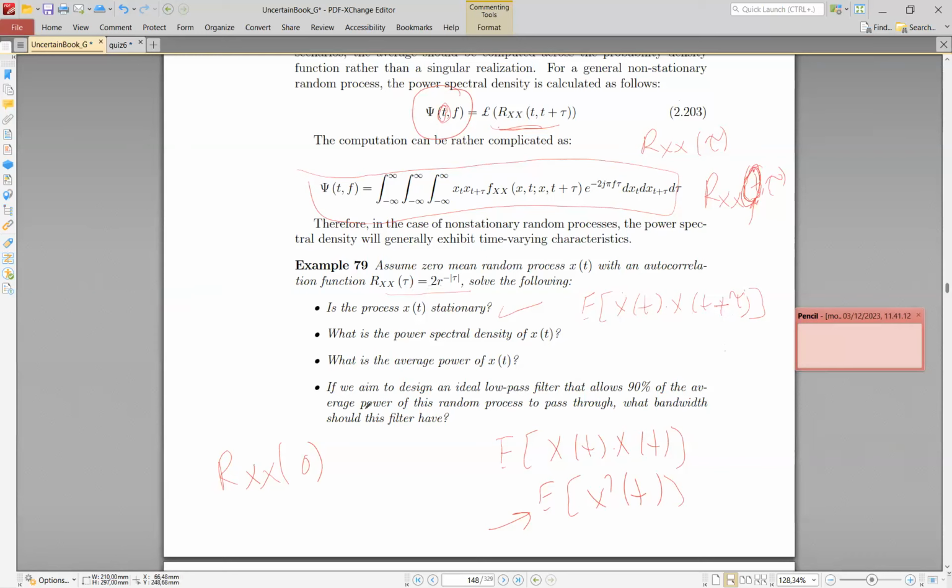Okay. The fourth requirement here: if we aim to design an ideal low-pass filter that allows 90% of the average power of this process to pass through, what is the bandwidth we should use? This is a very interesting question. So now we have the power spectral density, which is the Fourier transform of the autocorrelation function, and we are looking for the bandwidth which contains 90% of the average power. So we know the average power. The average power is when we substitute tau equal to 0, so it gives you 2 watt. 90% will be 0.9 times 2, so it will be 1.8 watt.